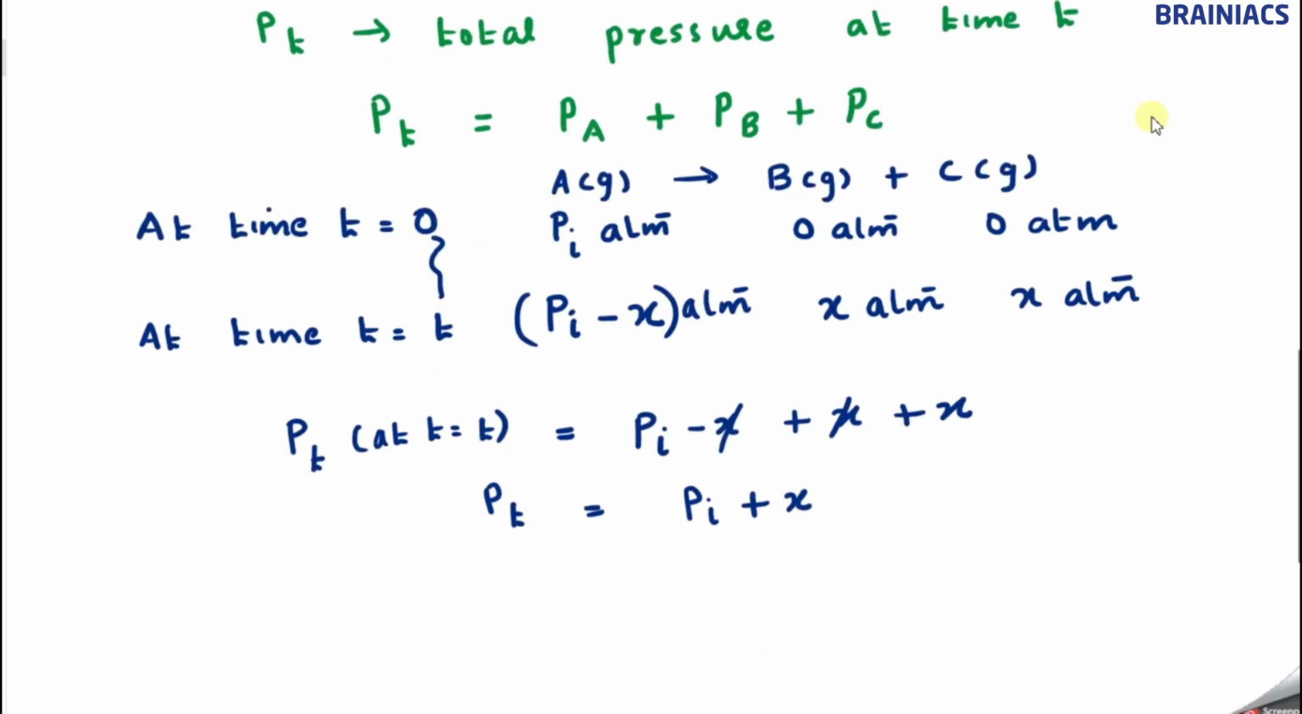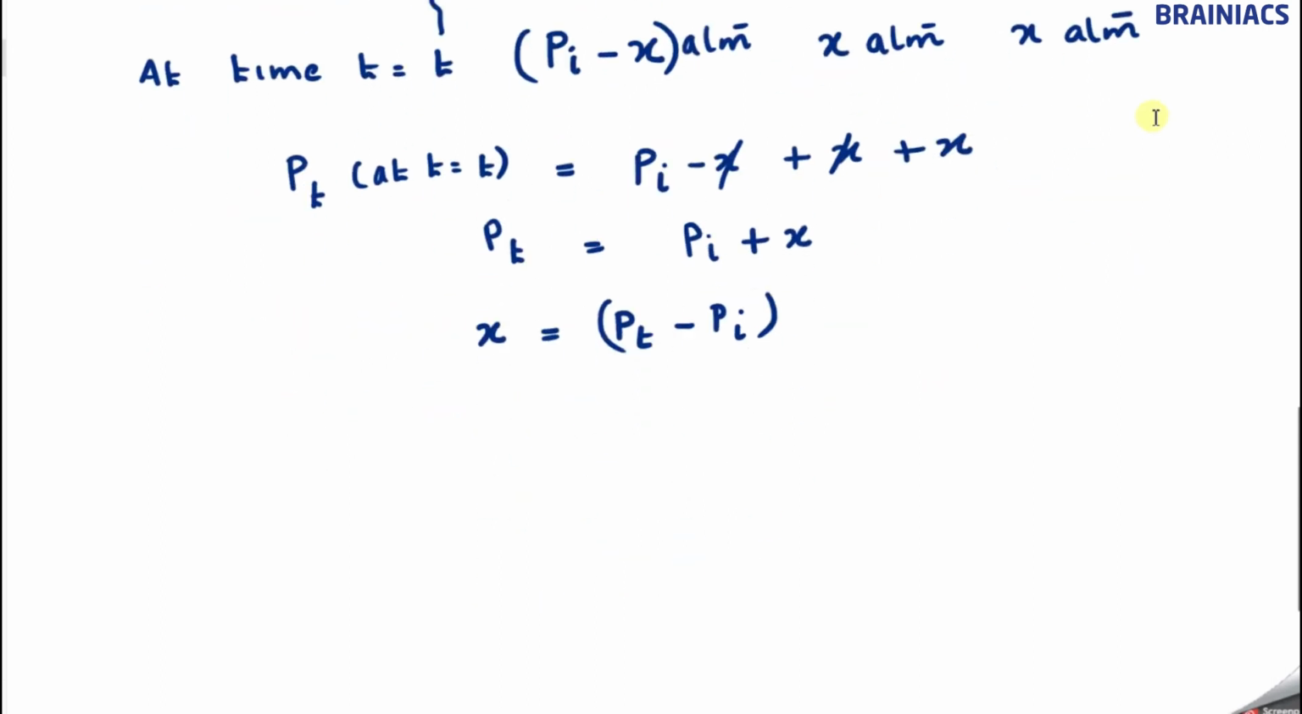Now can you tell me what X is here? I can say X here is PT minus Pi. Correct? PT minus Pi. Now, what is the integrated rate equation we have already learned? You might be remembering. K is equal to 2.303 by T log, correct?